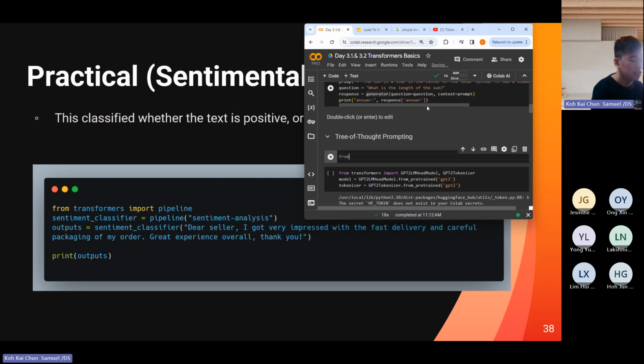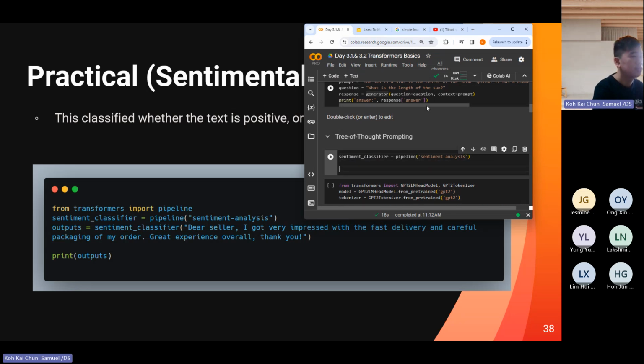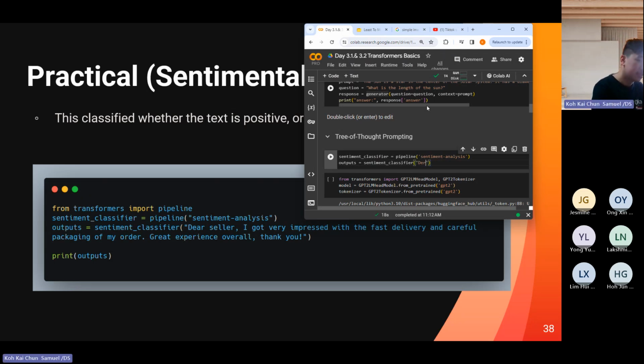So from transformers, actually you don't need to do pipeline, we already have that. So sentiment classifier equals pipeline of sentiment analysis, as well as output sentiment classifier. This is the thing that we want to classify.